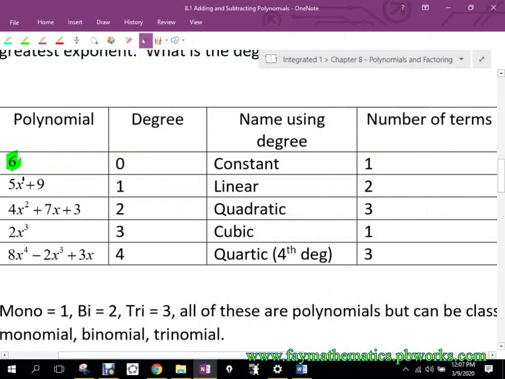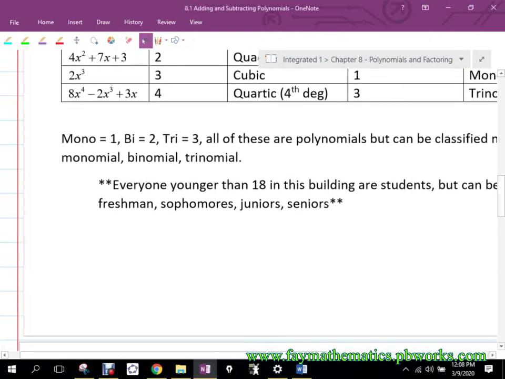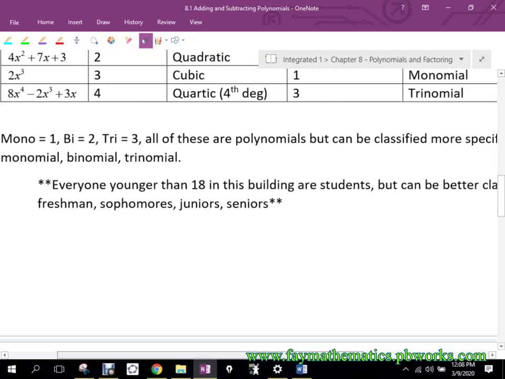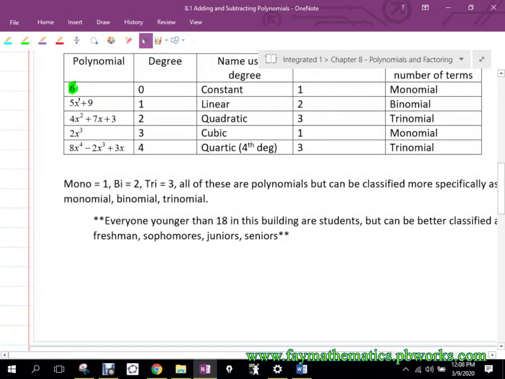The bottom talks about the prefixes for mono, bi, and tri. When I have a polynomial, it's like calling everybody in this building a student. Everyone younger than 18 in this building is a student, right? But can't I better classify some of them as sophomores, some as freshmen, some as seniors, that kind of thing?